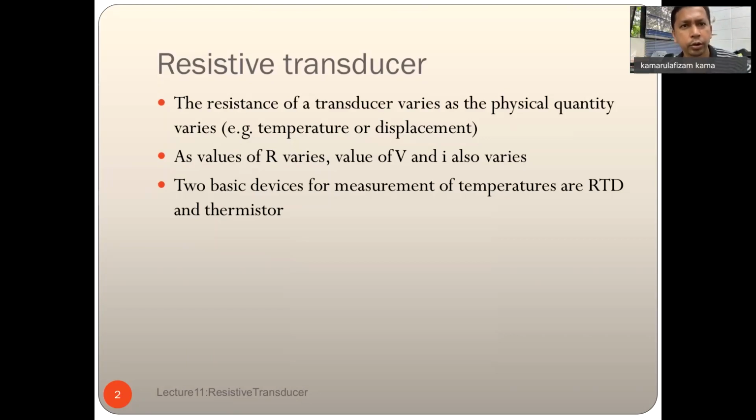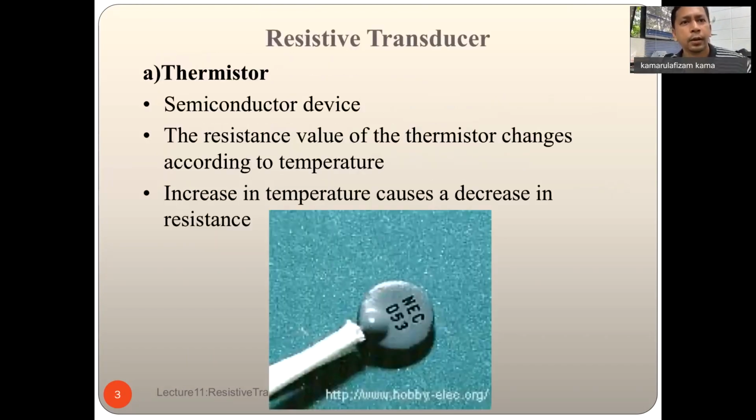which are thermistor, RTD, as well as potentiometer. Okay, so we look at thermistor. Okay, you can see it from the photo. Okay, it takes that kind of package. It's a semiconductor device whose resistance changes value.